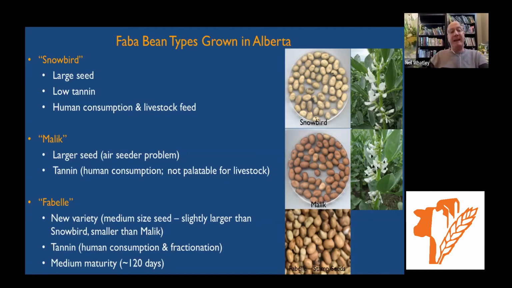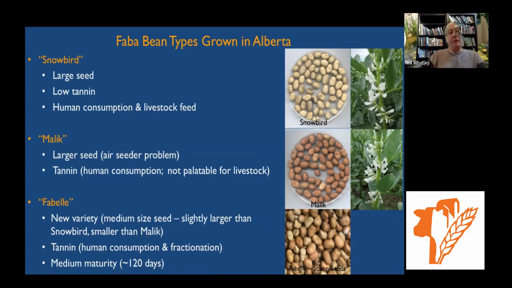So it's got tannin, and it's for human consumption. Humans like the little bit of a bitter taste, but it's not palatable for livestock. Livestock don't like it. So if you grow this one and it gets frozen in the fall, you're kind of hooped, because you can't seed it, and you can't sell it for human consumption or for livestock. Maybe some of you have more experience that you could enlighten me on after I talk.